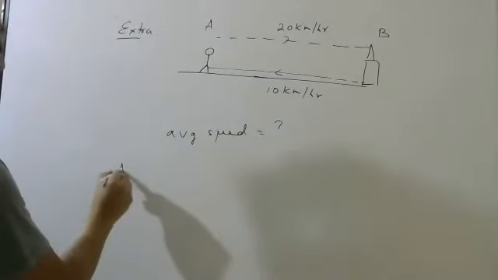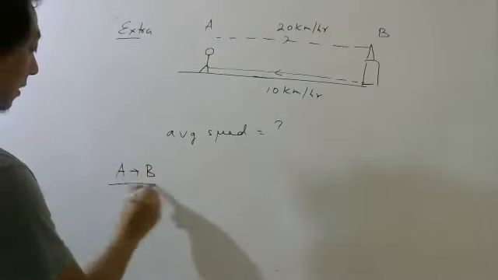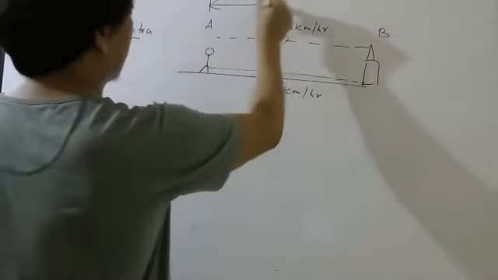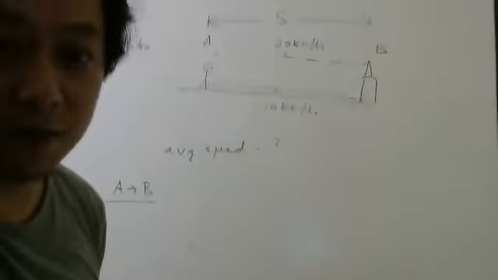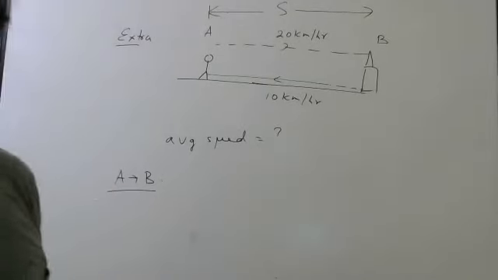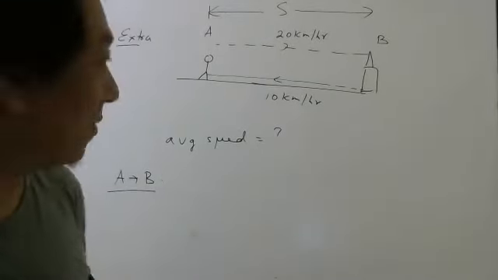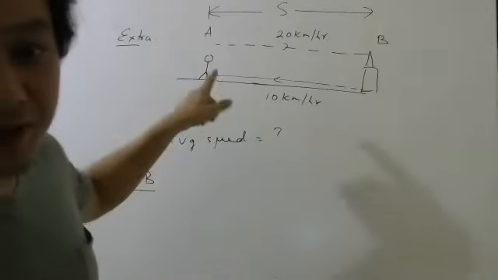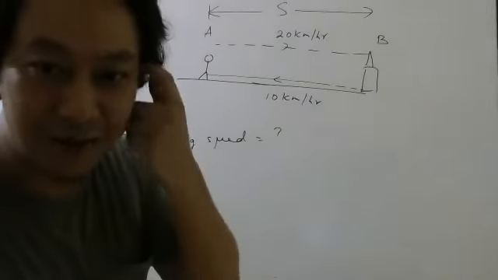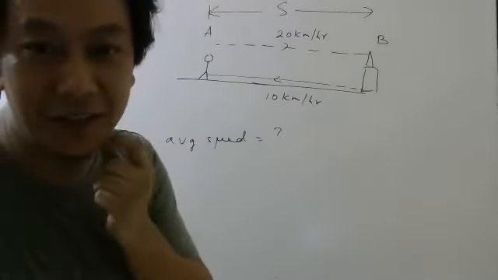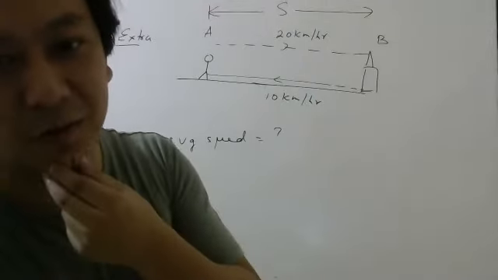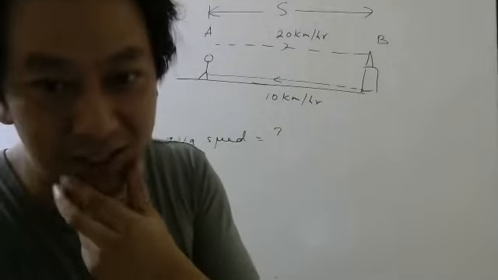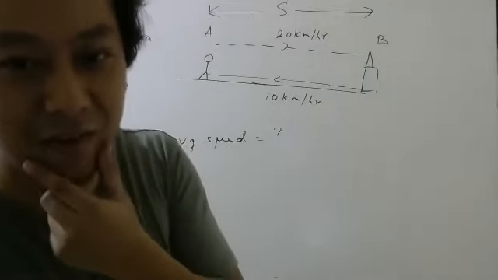So how will you do? A to B. First you give some distance here, some s distance. Give some symbol. Time taken will not be given. You have to do without time taken. So just now we did without time taken, no? We were given speed in the two distances, right? And using that, we found the average speed.